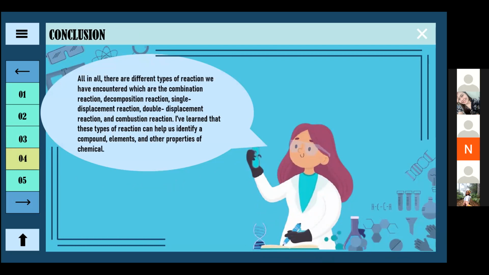Conclusion. All in all, there are different types of reaction we have encountered, which are the combination reaction, decomposition reaction, single replacement reaction, double displacement reaction, and combustion reaction. And I've learned that these types of reaction can help us identify compounds, elements, and other properties of chemicals.